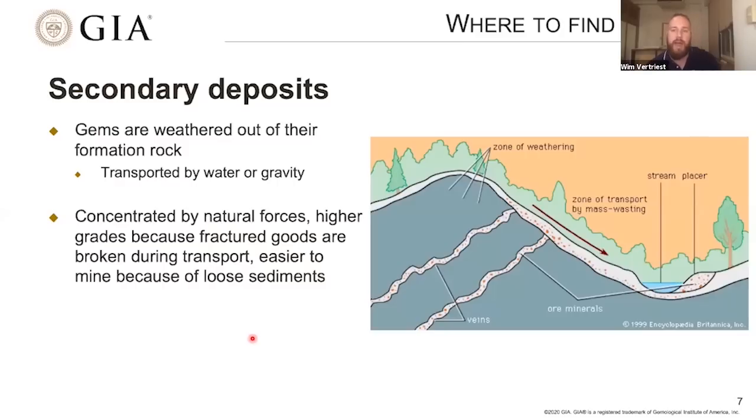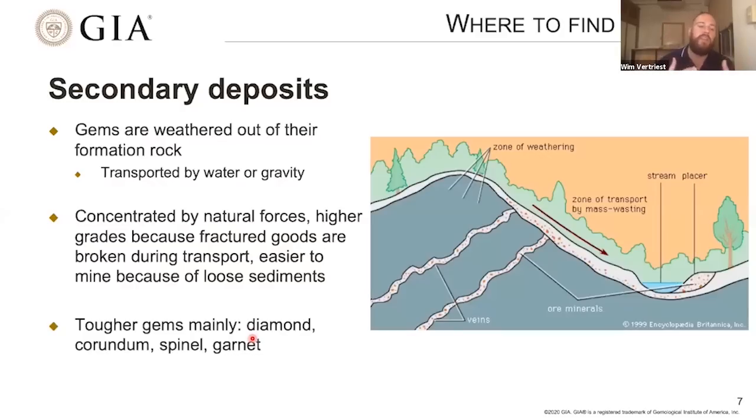So the stones that survive this process are concentrated in loose gravels, only the higher grade, making it very easy to extract a lot of gemstones. Now, gems that we typically see in this kind of deposit are the tougher gems, gems that are able to survive this transport. Diamond is the prime example, but diamond is not a colored stone, so we'll focus on some other ones. But a stone like corundum or spinel with high hardness, no tendency to cleave, several of the garnet varieties as well, they are often mined from these secondary deposits.